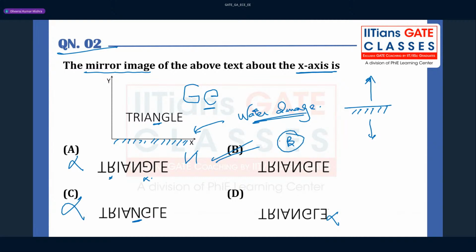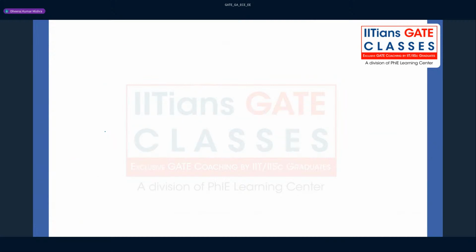Yes, Ravi Teja, you are correct. So E cannot be like this. If you invert it vertically, it will be the same. Don't write like this. This is a lateral inversion, which happens when the mirror is kept along the y-axis. So option B will be correct.